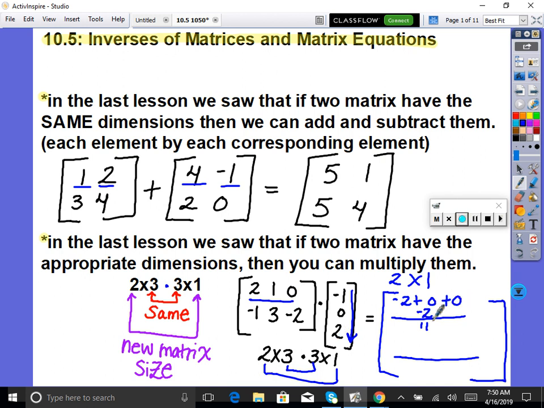Then we're going to our second row, first column. So we're going to take our second row and multiply it by our first column. Then we have negative 1 times negative 1, which is 1, 3 times 0, which is 0, and then negative 2 times 2, which is negative 4. So we get negative 3.